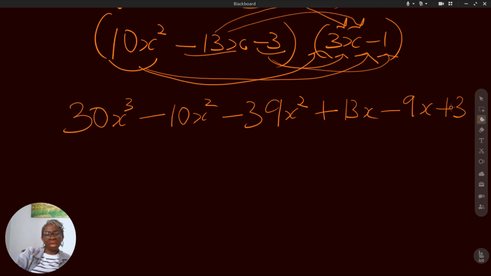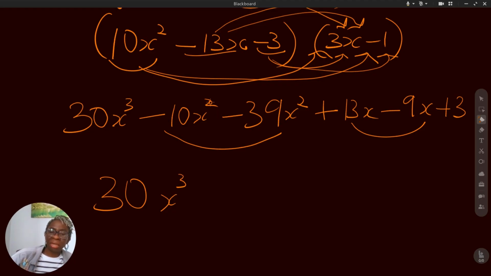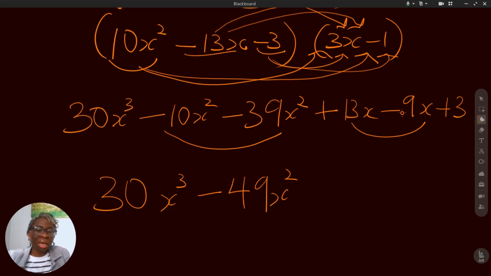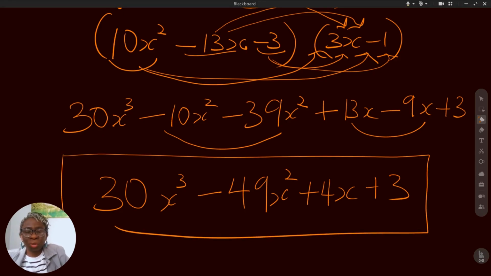So now let's see, do we have like terms? Yes, we have like terms. These are like terms and these are like terms. So we have 30x cubed, then -10 minus 39 gives -49x squared. Now we have plus 13x and then minus 9x. 13 minus 9 becomes 4, right? Yes, that gives +4x and then plus 3. So this is the answer because there is nothing else left for us to simplify.